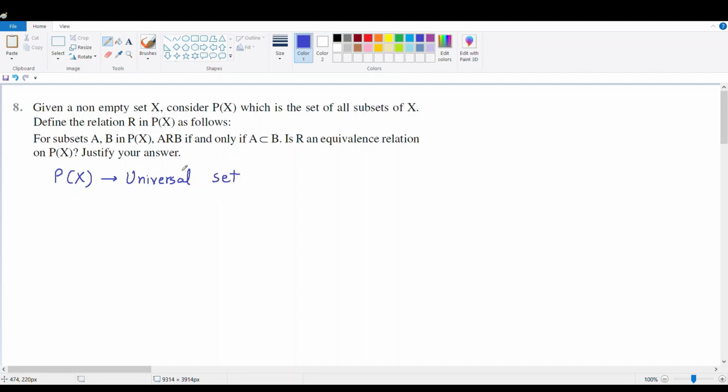Now what you are given? That A R B if and only if A is a subset of B. So you are given A related to B. That means A R B means what? A related to B if and only if A is a subset of B. So this we are given in that question, and we need to check for equivalence relation. That means we are going to check for reflexive, symmetric and transitive. Let's start with reflexive.